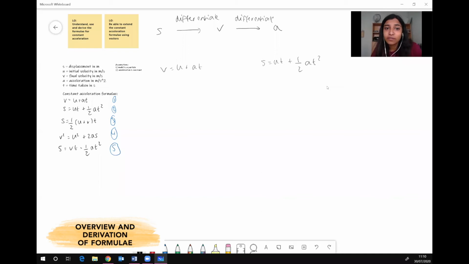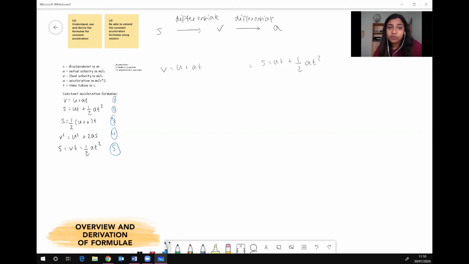So we can derive v equals u plus at and s equals ut plus half at squared, using the fact that if you differentiate displacement, you'll get velocity, as velocity is just your rate of change of displacement. And if you differentiate your velocity again, you would get your acceleration, as acceleration is just the rate of change of velocity. Therefore, going the other way, if you integrate acceleration, you get velocity, and if you integrate velocity, you get displacement. So let's try using all this information to derive these two equations.